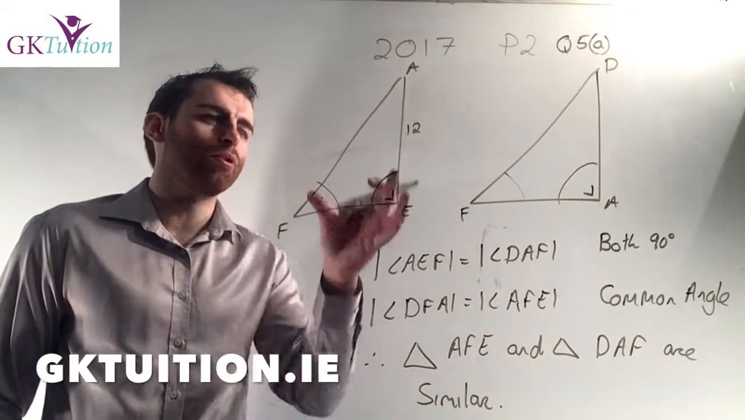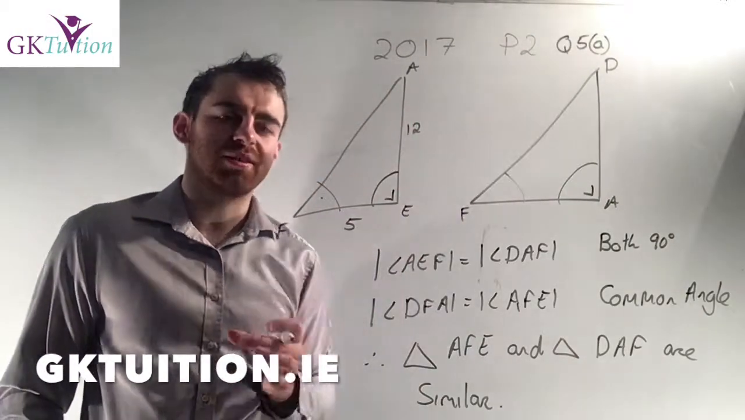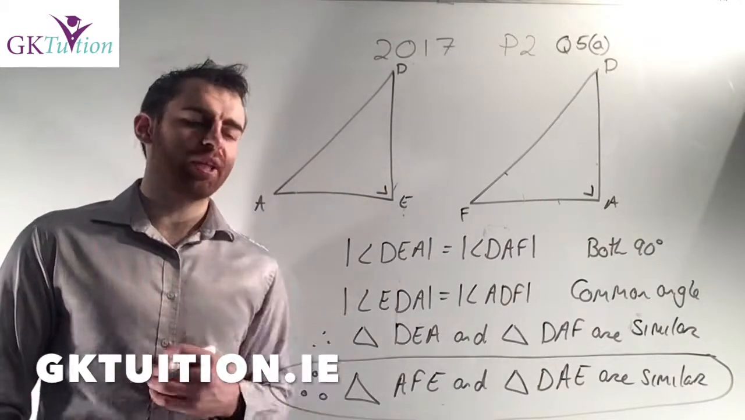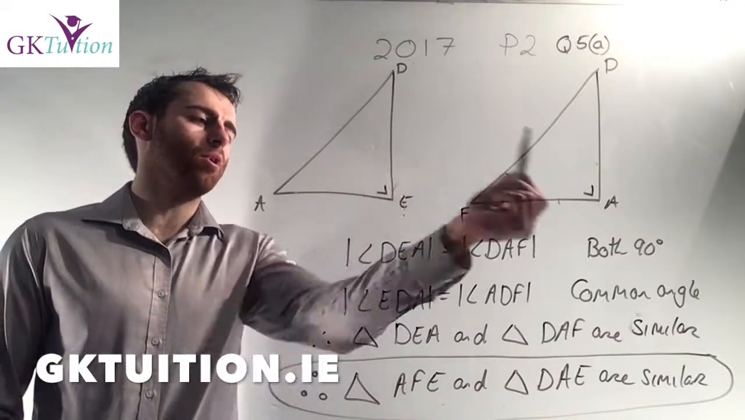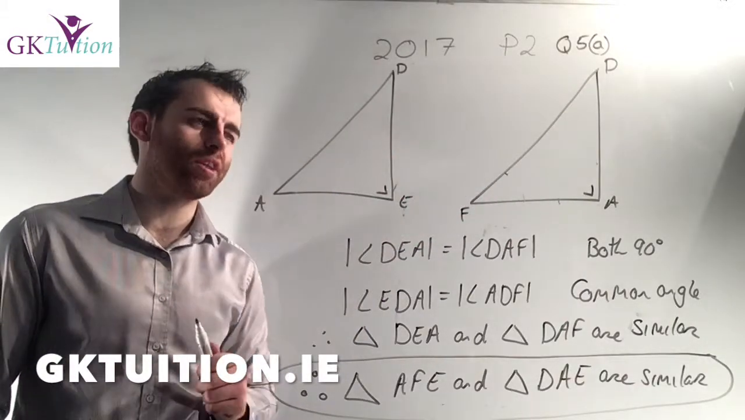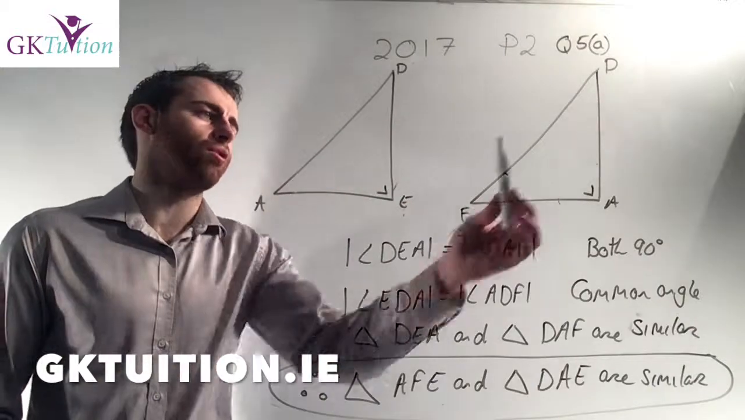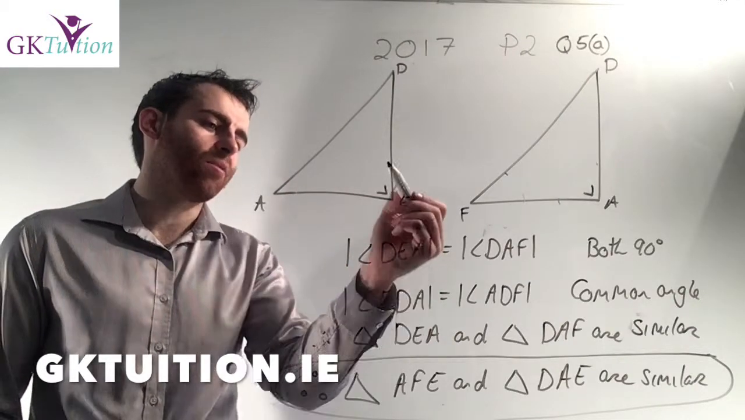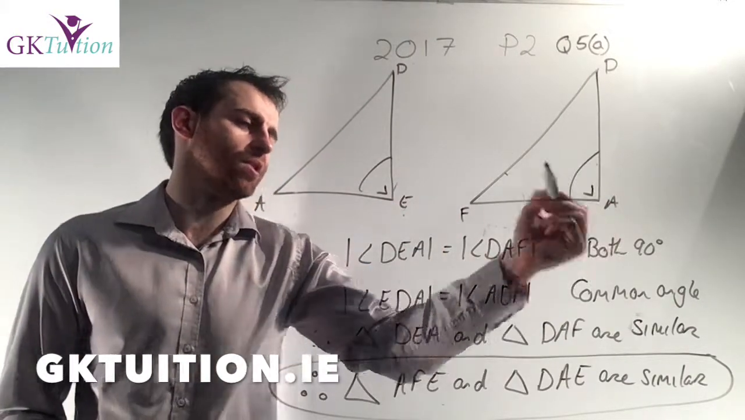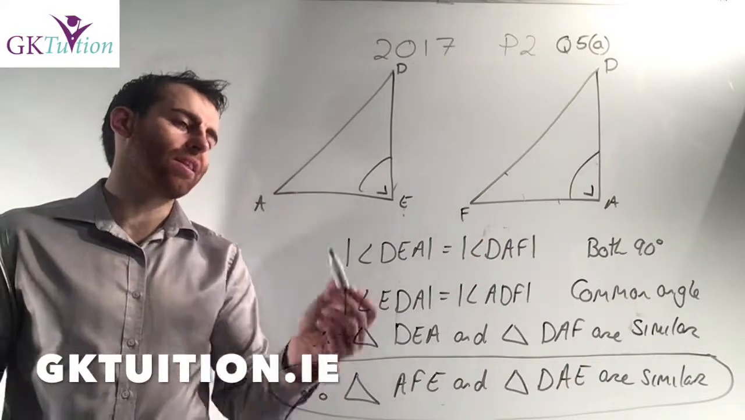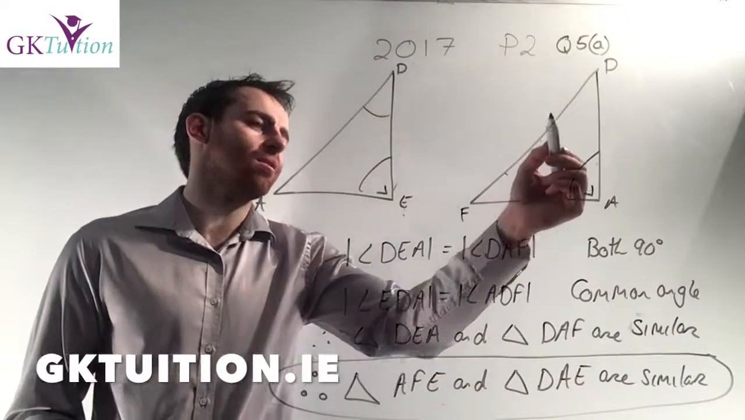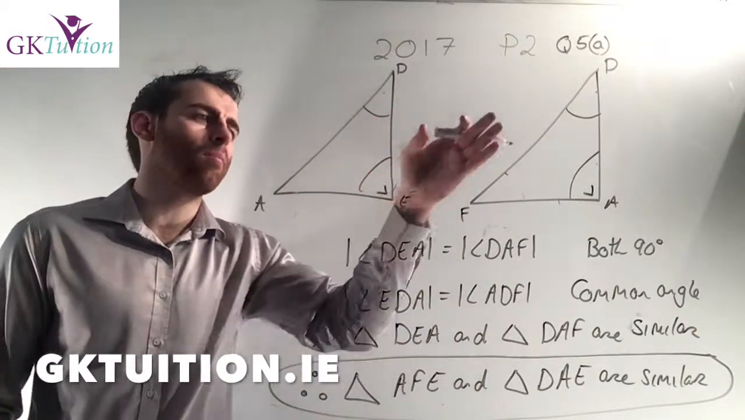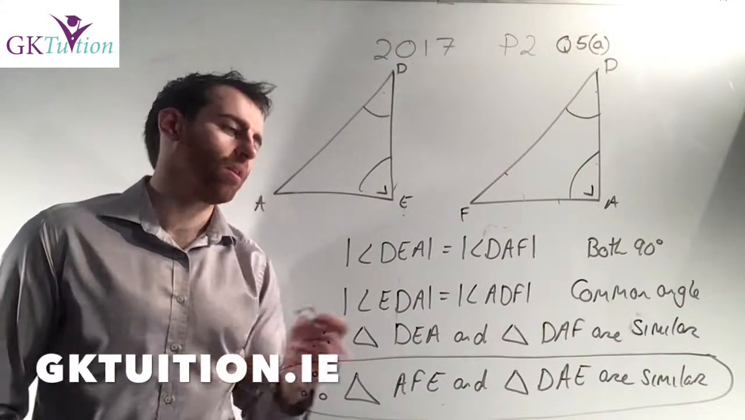Next part of the question, I'm going to prove that the triangle DAE and the triangle DAF are similar. The second part of this is almost identical to the first part. Notice again, I've drawn my two triangles beside each other and they're in the same orientation. I have the triangle DEA and the triangle DAF. In this case, I've said that the angle DEA, which is this one, is equal to the angle DAF, which is this one, because they're both 90. I can say that the angle EDA is equal to the angle ADF, because they're a common angle. If you look at the larger diagram, that angle there and that angle there are the same thing. So it's a common angle.